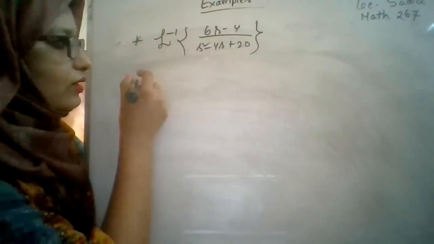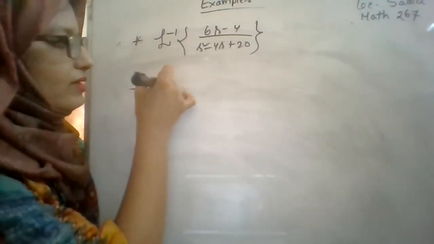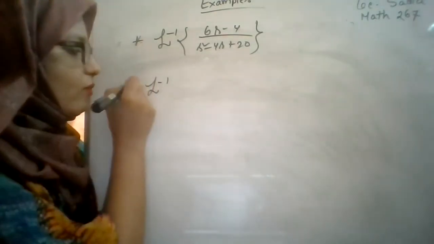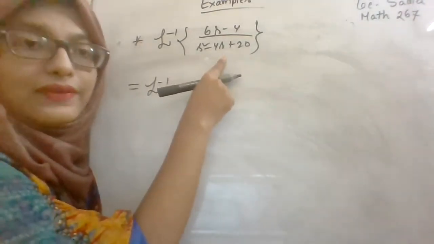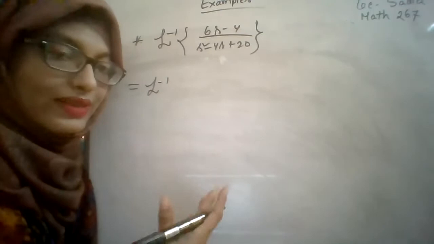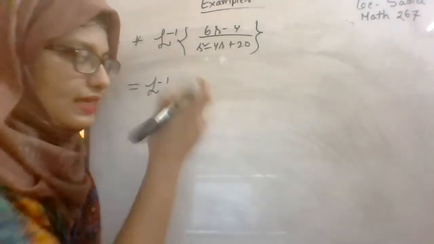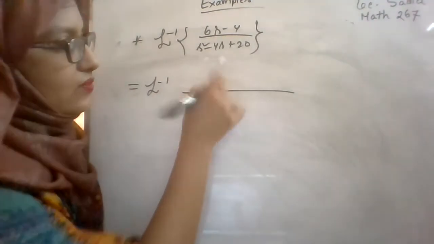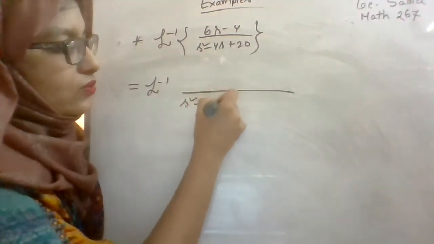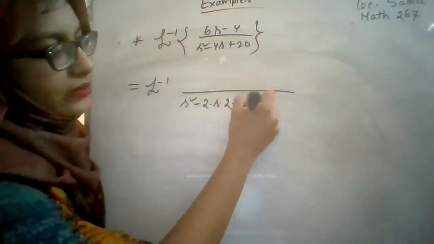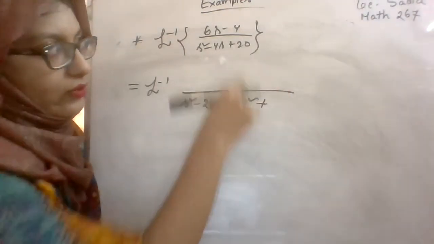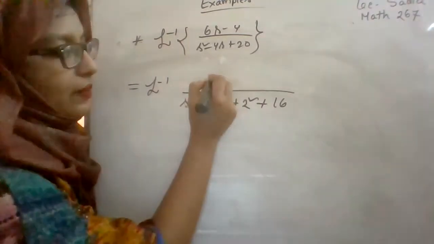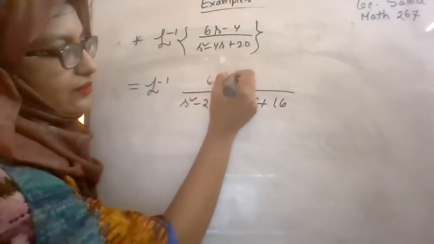So here it is inverse Laplace transformation, and now I will try to convert it in the form of F of s minus a. Here it is s square minus 4s, so it can be written as s square minus 2 into s into 2 plus 2 square. So it will be 4, but it is 20, so we can add 16. And in the upper part, it is 6s minus 4.